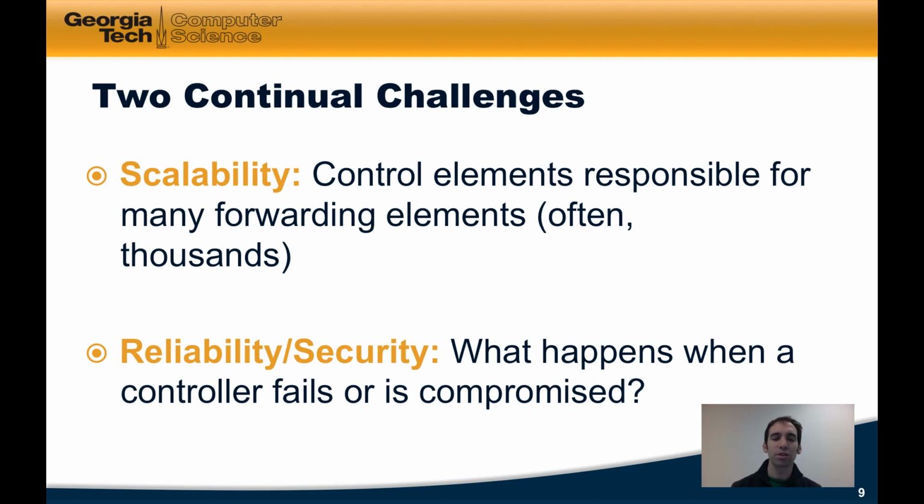The other challenge is reliability or security. What happens if a controller fails or is compromised? Well, we should hope that the forwarding elements continue forwarding traffic, business as usual. But once we've separated the brains of the network from the devices that are actually forwarding the traffic, correct behavior is no longer guaranteed if a controller should fail or be compromised.